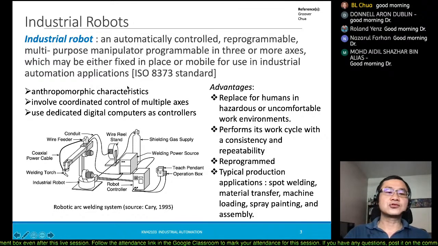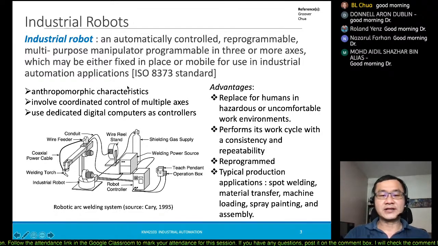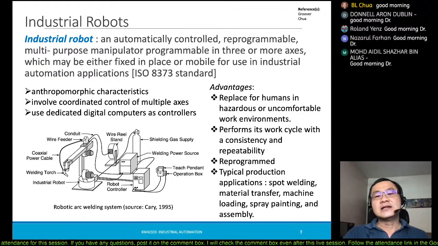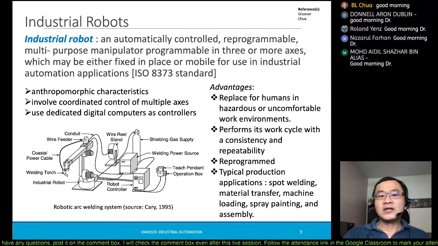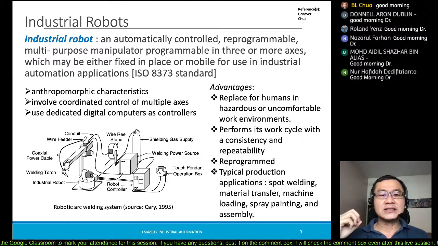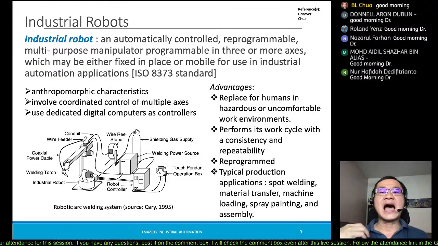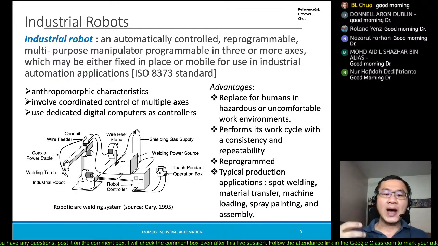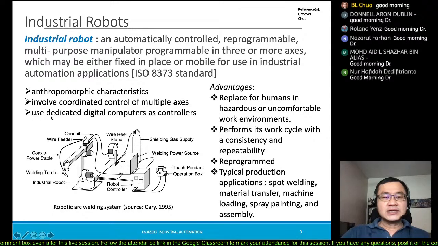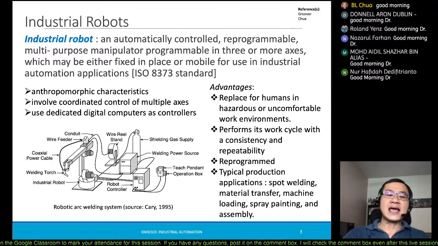Generally, industrial robots may have anthropomorphic characteristics, which involve coordination and control of multiple axes, 3 or more, maybe 6, 7 or more than that. It can be in the form of the manipulator itself, and the industrial robot system may consist not mainly of the robot but also auxiliary devices that help to complete the task, right? Industrial robots also usually use a dedicated digital computer as the controller.